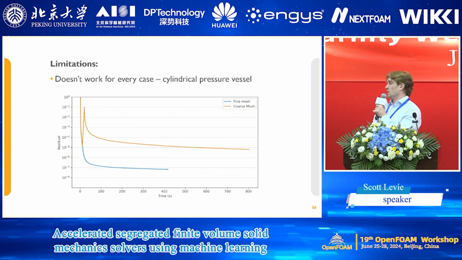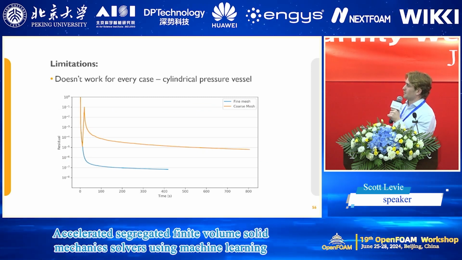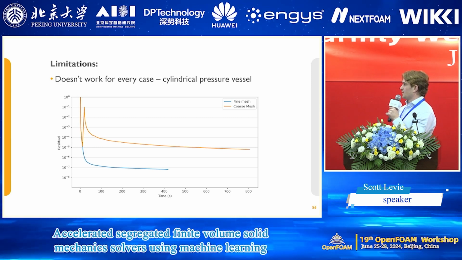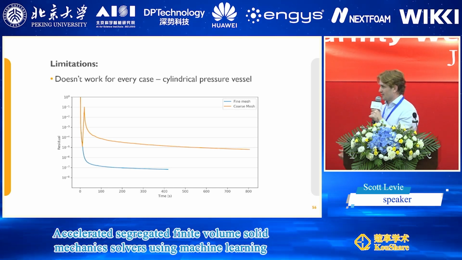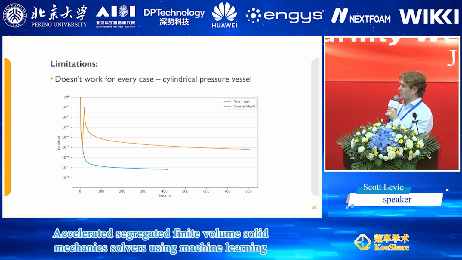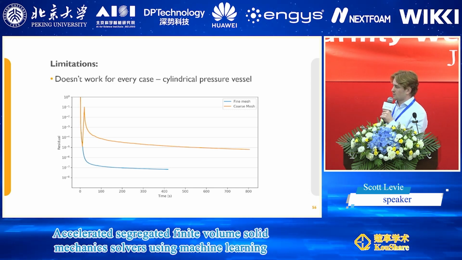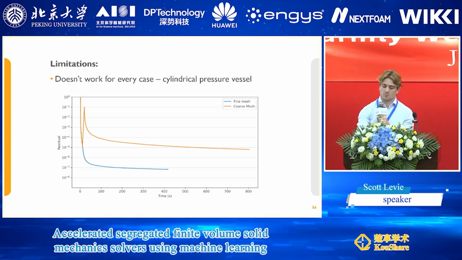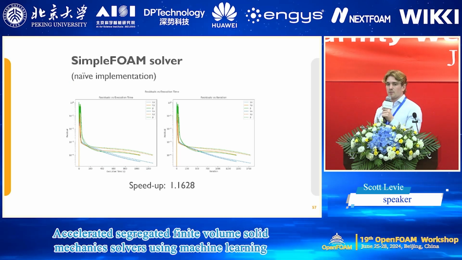Another limitation is that I ran about 10 different cases this worked for, but in this case it doesn't work. It's a cylindrical pressure vessel. So I guess the prediction makes it worse. I suppose this might be because the residuals converge very quickly. I haven't come to a full conclusion on this, but I included this to show that some solvers diverge. This doesn't work for every case. But I guess this is part of my future work as well.